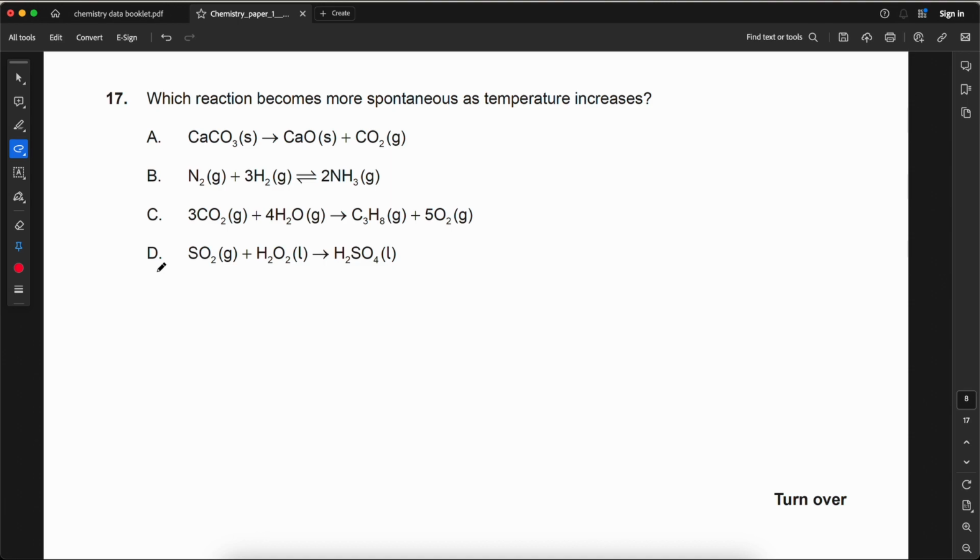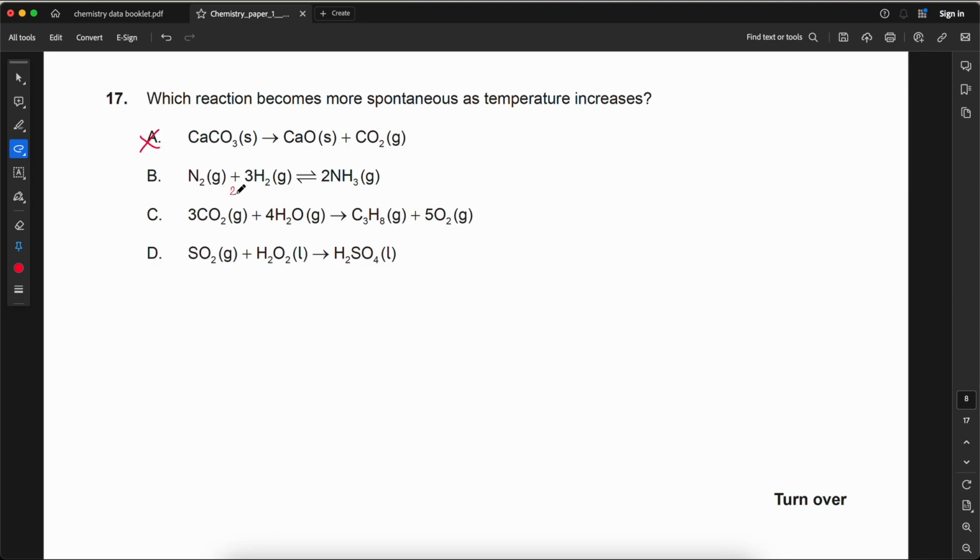Which reaction becomes more spontaneous as temperature increases? More spontaneous means going from solid to liquid and to gas. As you can see, from solid to gas, so more spontaneous. The answer is A. Let's check B.